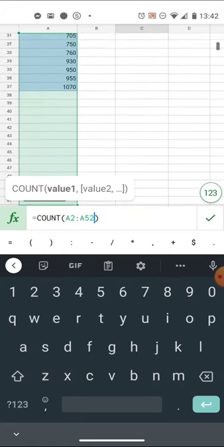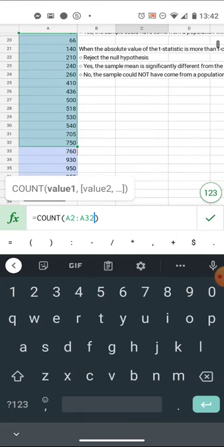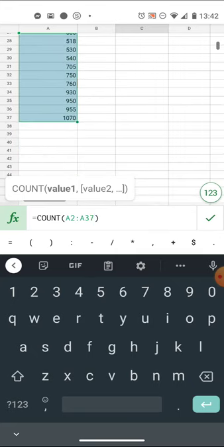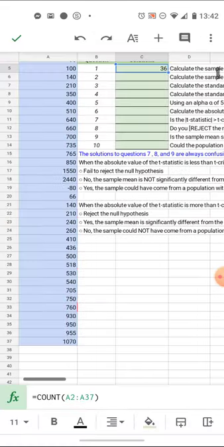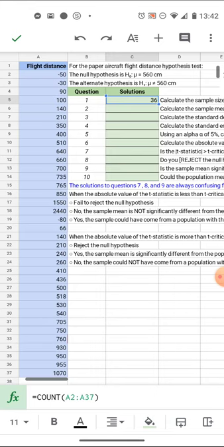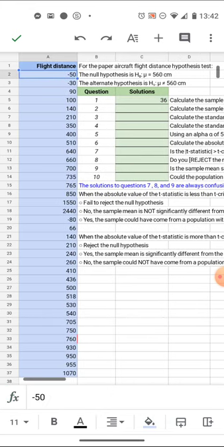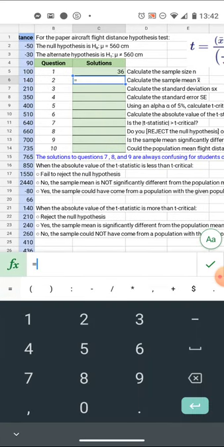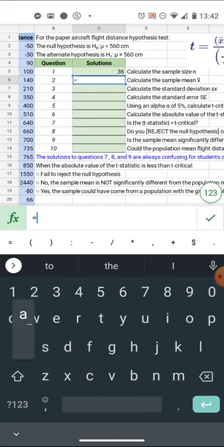Go down. This time I'll try dragging it in just for fun. Whoa. A little hard to see what I'm doing. That's under there. There we go. A2 to A37. And there are 36, which is what I expect when I go from 2 to 37. The sample mean, of course, I should calculate that.